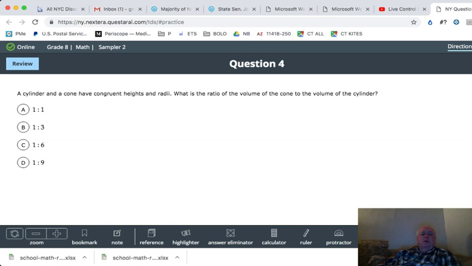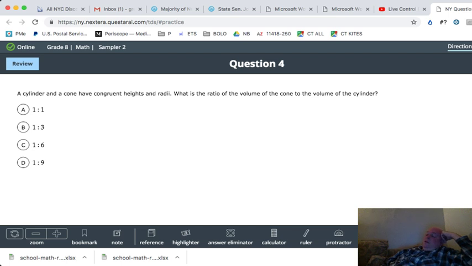Okay, question number 4. A cylinder and a cone have congruent height and radii. What is the ratio of the volume of the cone to the volume of the cylinder? Okay, so there's a few terms here. One is a cylinder. It looks like a soda can. One is a cone. It looks like an ice cream cone.